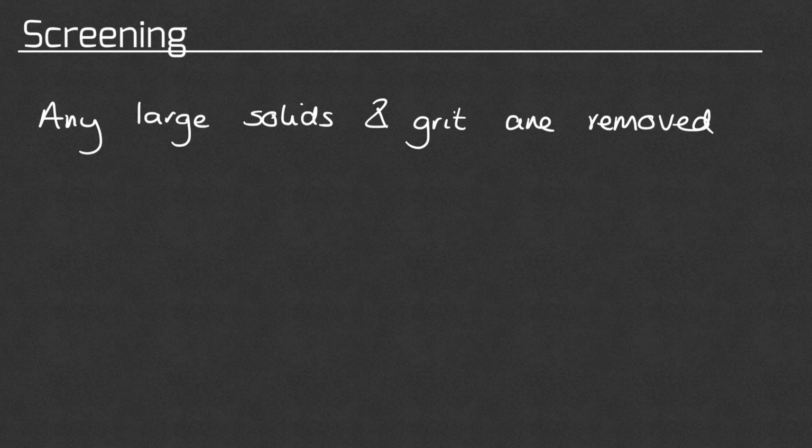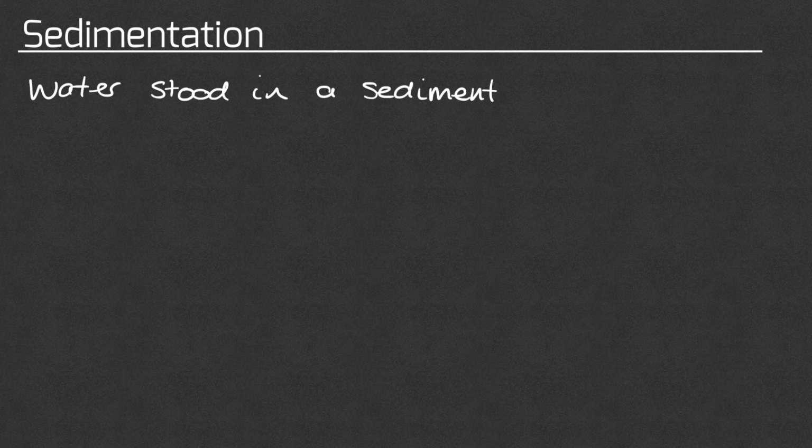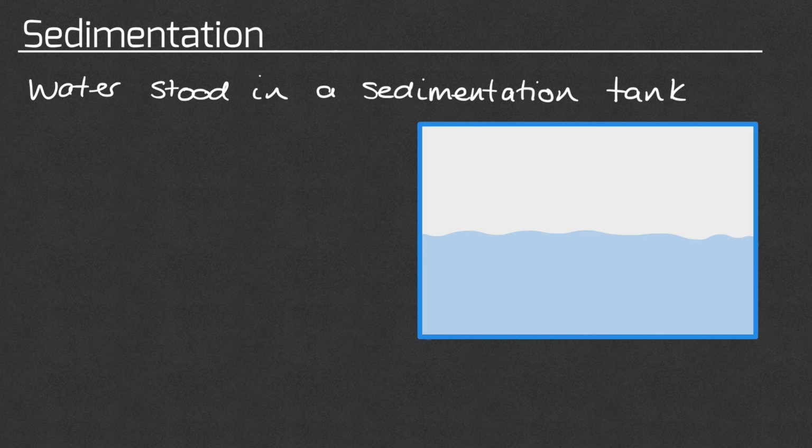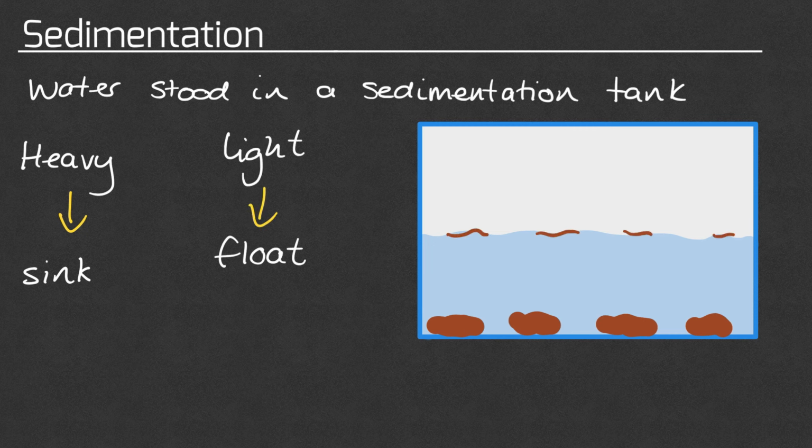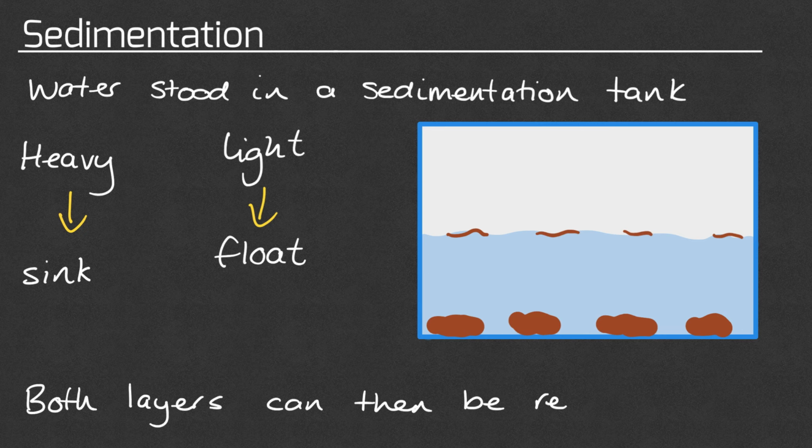During the screening stage, any large solids and grit are removed from the water. In the sedimentation stage, the wastewater is then stood in a big tank called a sedimentation tank. Any remaining bits of waste which are heavy will sink to the bottom of the tank, and any lighter bits of waste will float to the top of the tank. We can then remove both layers. We can essentially scrape off the top layer of anything which is light and floating, and we can then drain the water out, leaving the thick sludge layer at the bottom of the tank.